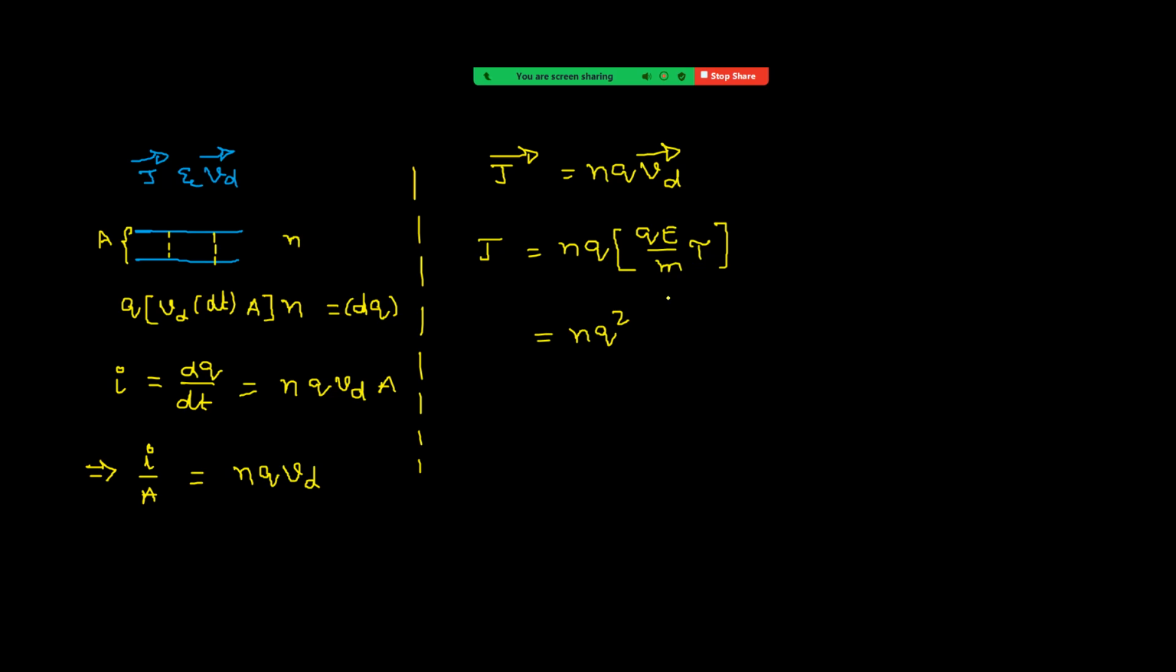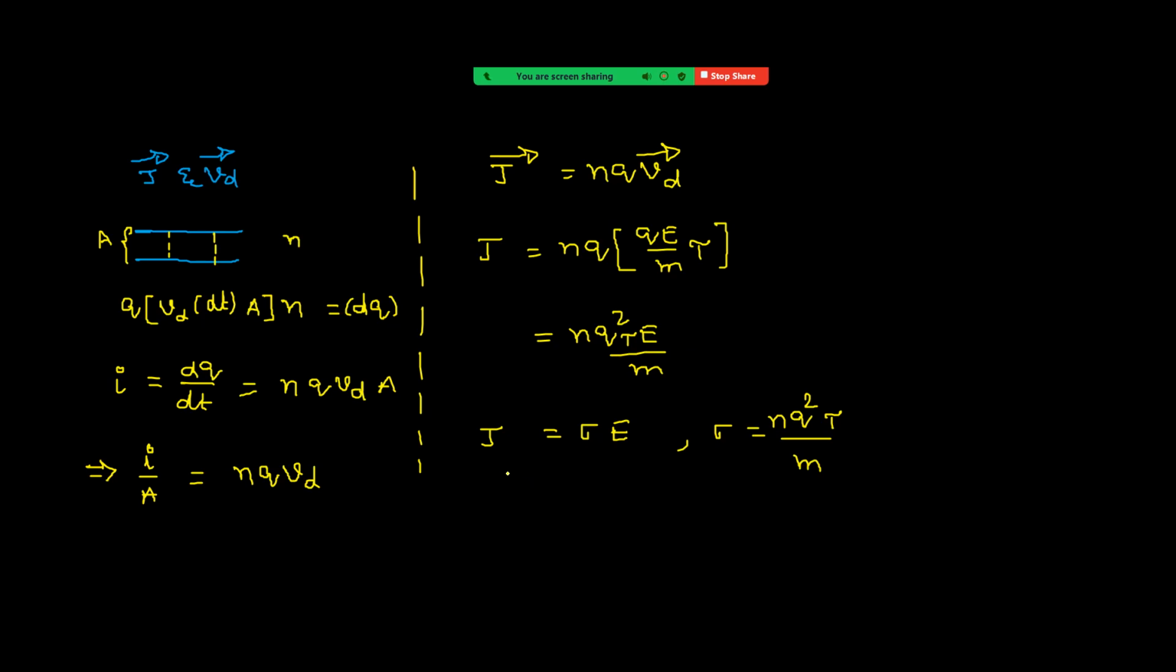n q square e by mass into tau, right? From this, what I can say is J equals some constant. That is now sigma into E. So we are saying some constant means that the term sigma, n q square tau by mass, must be a constant, right?